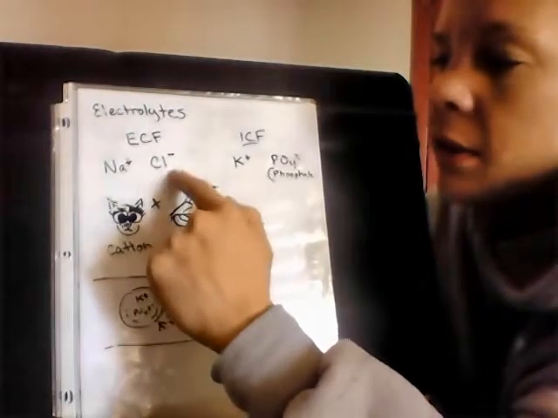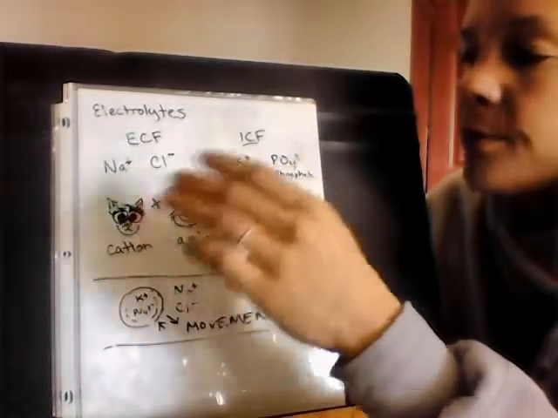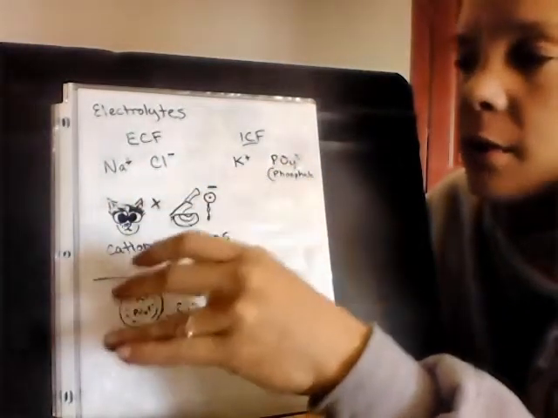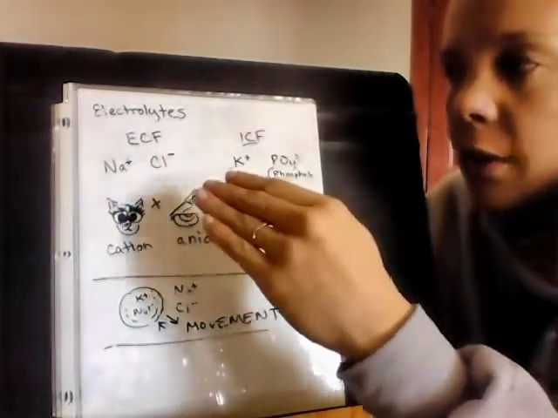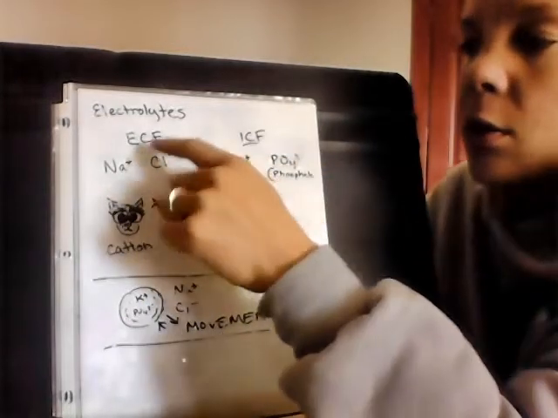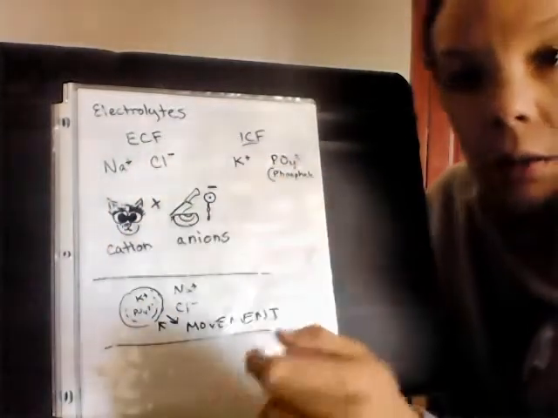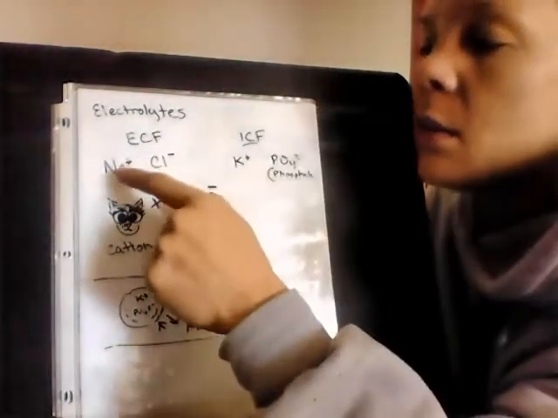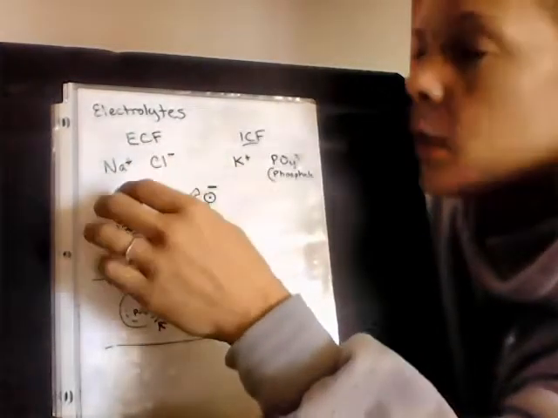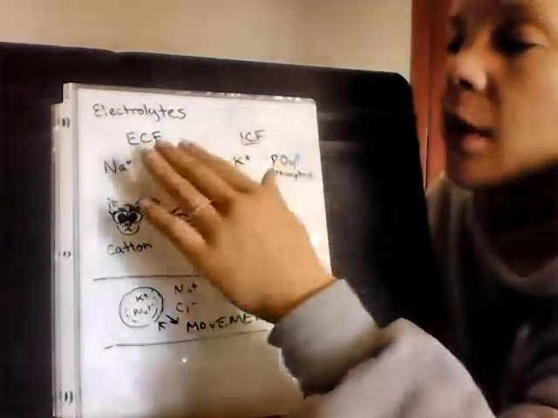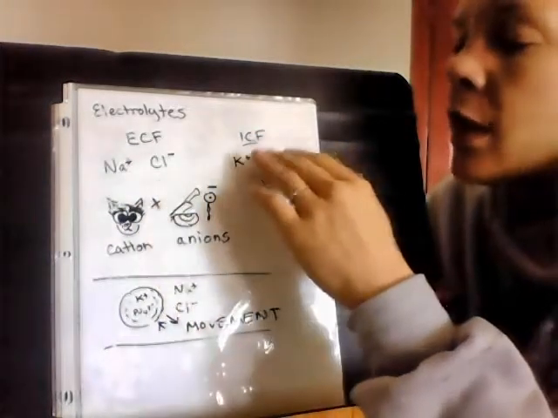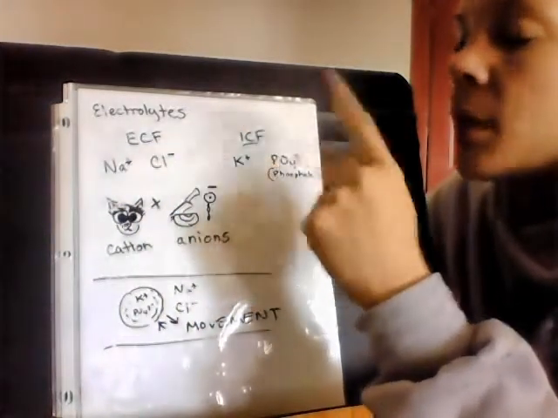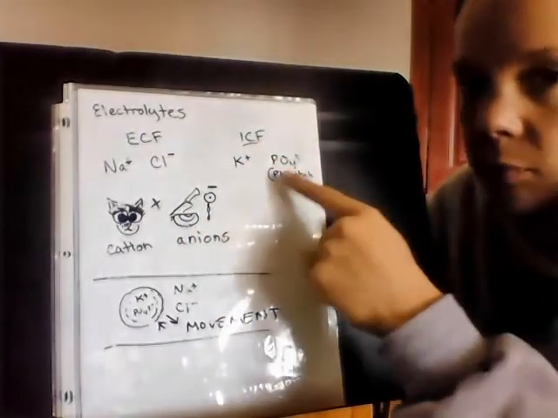Again, they either have a positive charge or a negative charge. There's a lot of electrolytes, but predominantly your extracellular fluid, not inside the cell, is your sodium and your chloride, or salt. So predominantly your extracellular fluid consists of sodium and chloride. Your intracellular fluid consists of potassium and phosphate.